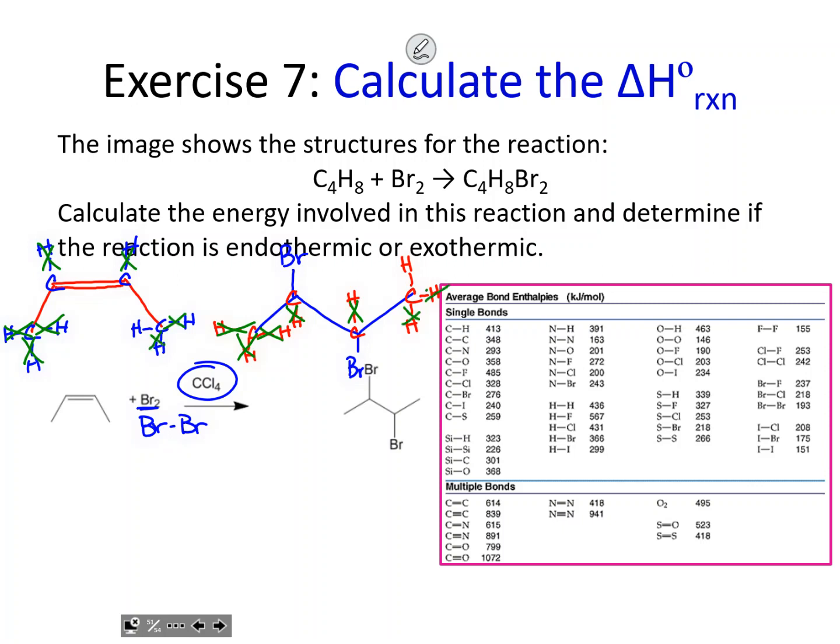Because if it's in the reactants and in the products, it's going to cancel itself out. Like so. So I got rid of all those C to H's. I don't have to incorporate them. Now, also there's a couple other things we can cancel.